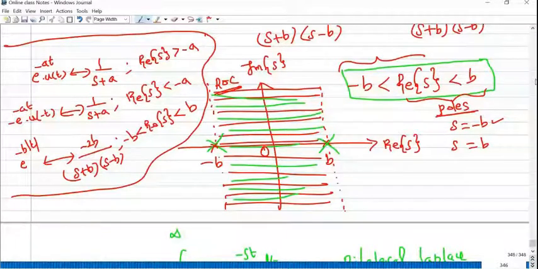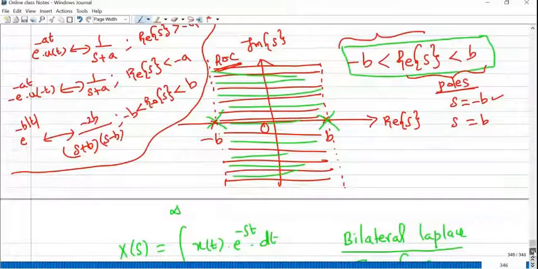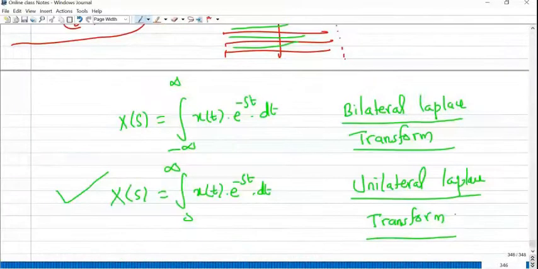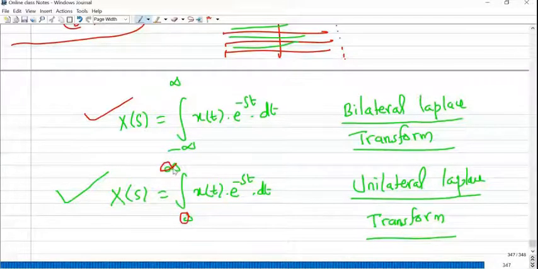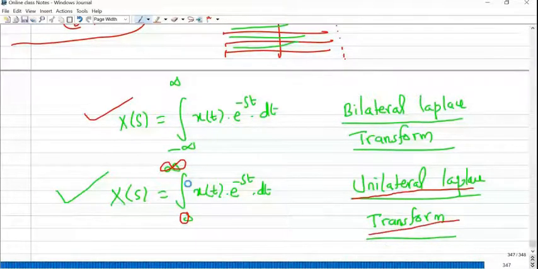Next, bilateral Laplace transform and unilateral Laplace transform. In the problem, if nothing is mentioned, we have to go with the bilateral Laplace transform only. According to the given signal, your integration limit may change. If the unilateral Laplace transform is mentioned, we have to follow strictly this integration from 0 to infinity only. Please remember this. If it is mentioned to find the unilateral Laplace transform of some signal x of t, then follow the formula, integration 0 to infinity only.